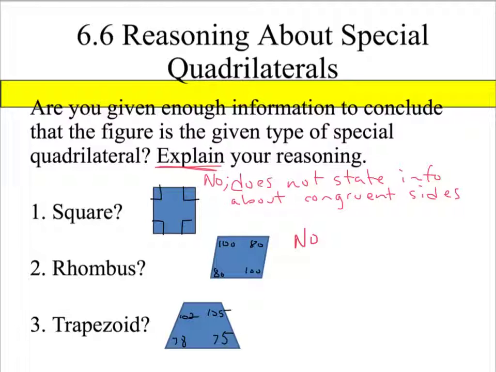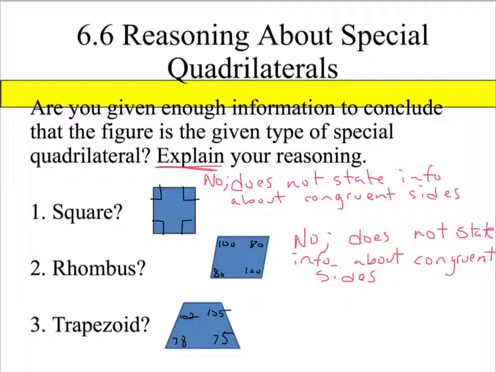And the reason behind that is, yes, it does give us information about those angles, and that is important when looking at a rhombus. But again, what is the definition of a rhombus? 4 congruent sides. It has 4 congruent sides. Okay, does this rhombus in number 2 have those? We don't know. It doesn't give us that information.